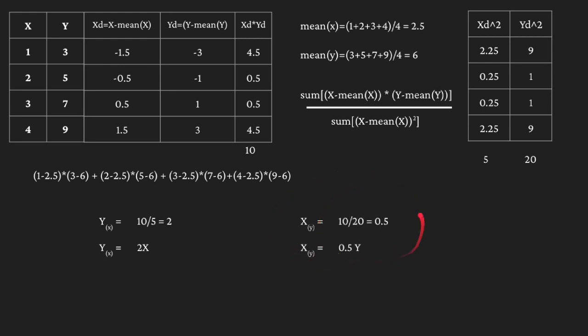As you can see on your screen, right? 10 divided by 20 is 0.5, so x is equal to 0.5y. That is why I also calculated this. Otherwise, there was no need.